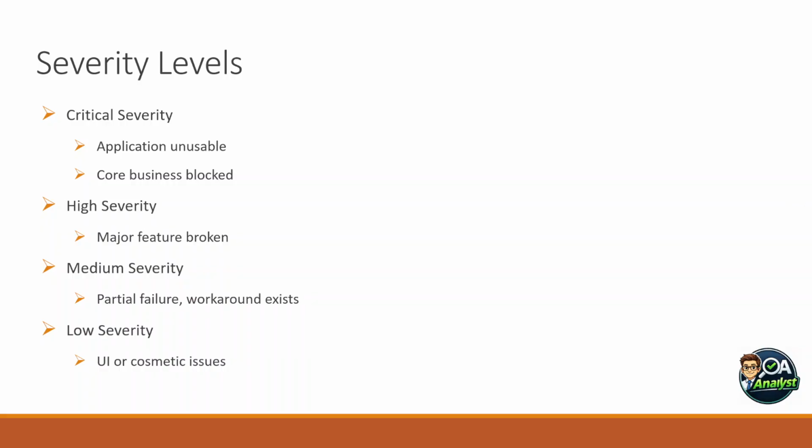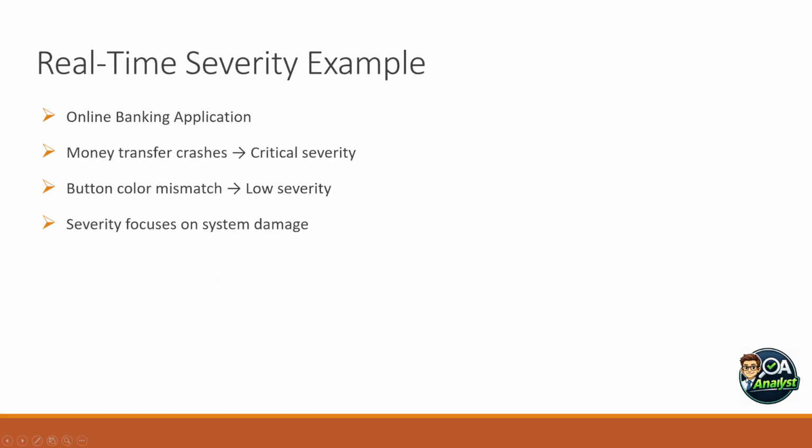Let me explain severity with a real-time project example. Suppose you are testing an online banking application. Scenario 1: the user logs in, tries to transfer money, and the application crashes. This is critical severity because money transfer is a core functionality, user trust is affected, and the business risk is very high. Let's check scenario 2.